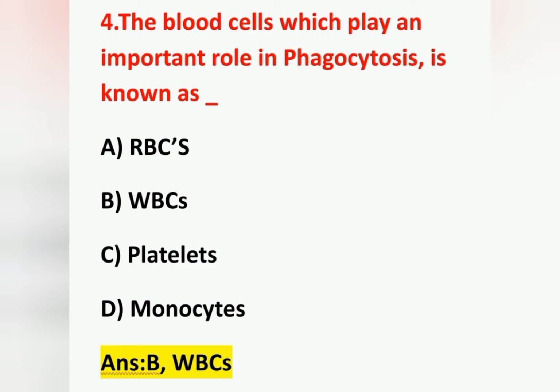WBCs function as an immune defense system of the body. The main function of WBC is to fight against the microorganism, and the different WBC cells include neutrophils, eosinophils, basophils, lymphocytes and monocytes.